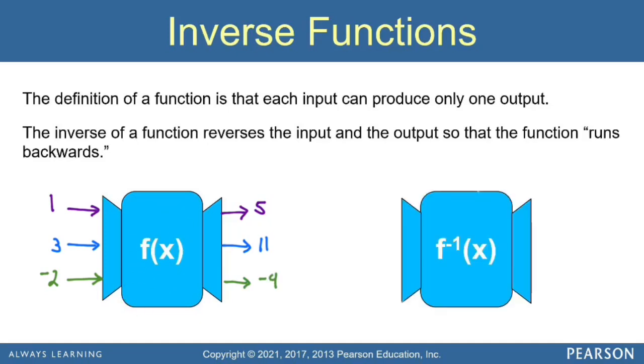So that means that the inverse function for f would have to work like this. If we feed the inverse function a 5, it has to put out a 1. If we feed it an 11, it has to put out a 3. And if we feed it a -4, it has to put out a -2. So you see that whatever the function does, the inverse function just runs backwards from that.